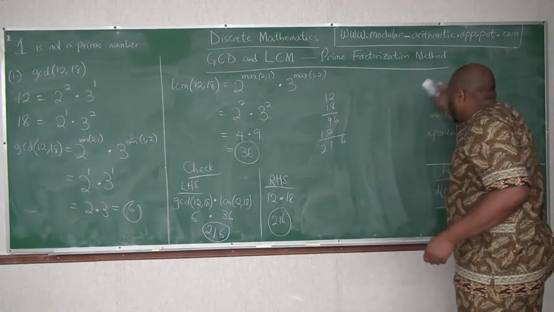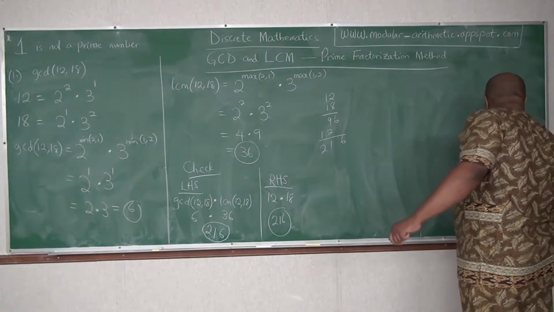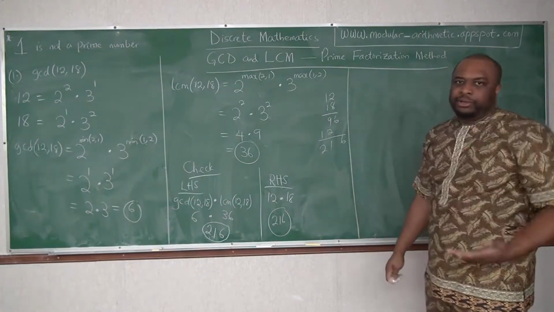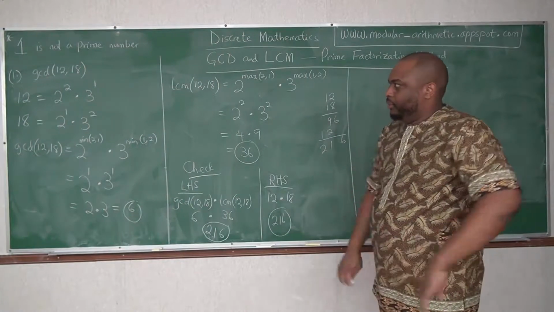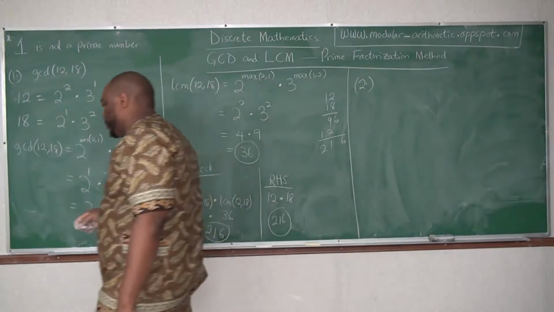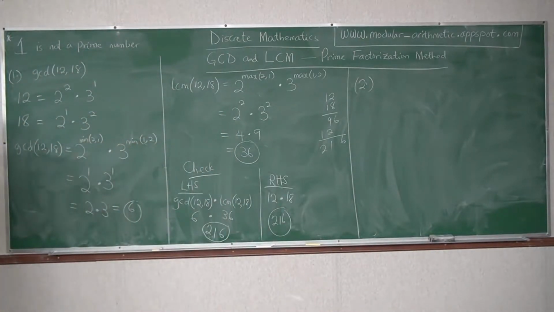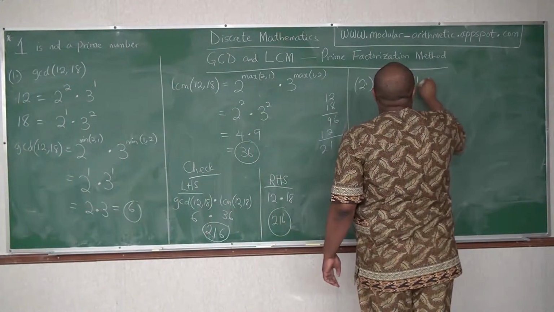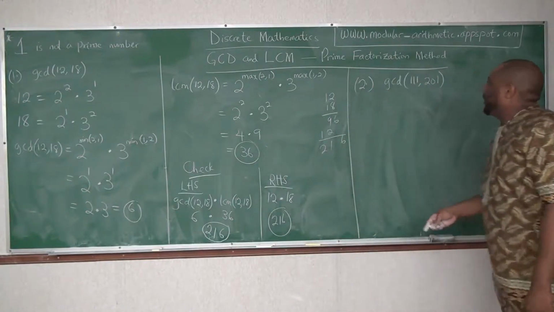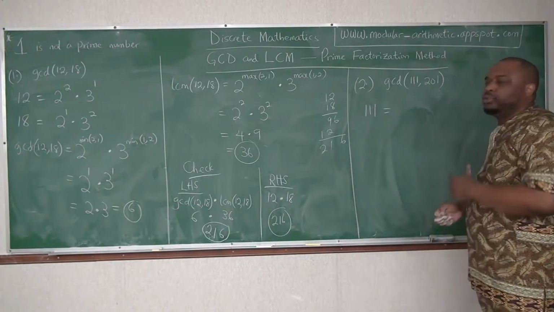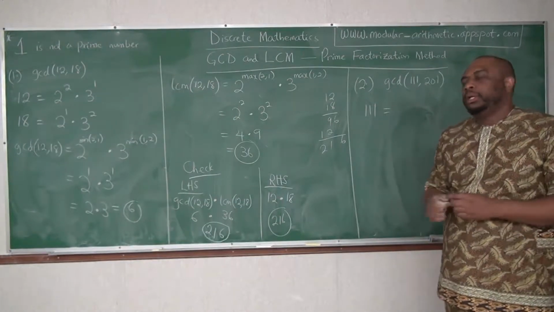Alright, folks, let's do the rest of the problems. Now, we will not be checking it because you can do that on your own. But let's do more of the problems. Number 2, we have the GCD of 111 and 201. Okay, so 111, 2 cannot go into 111.